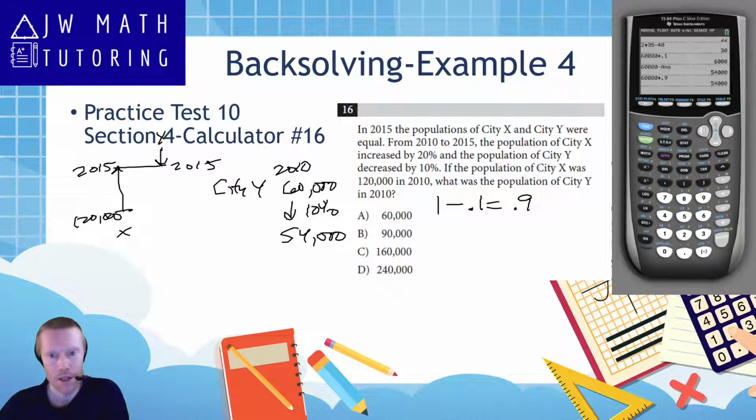So we started city Y in 2010 at 60,000. It's now going down by 2015 to 54,000. Next, we'd say that's the population in 2015 of both city X and city Y, because the problem says that in 2015, the populations were equal. So if city X's population was 54,000 in 2015, what was it in 2010?